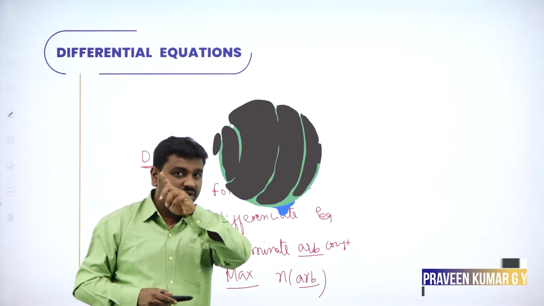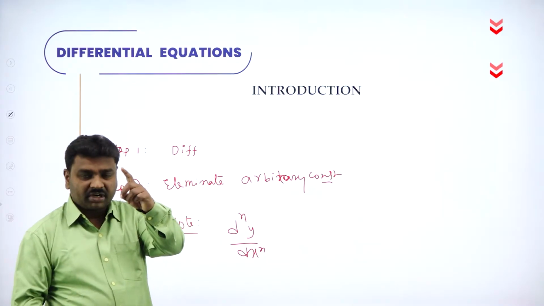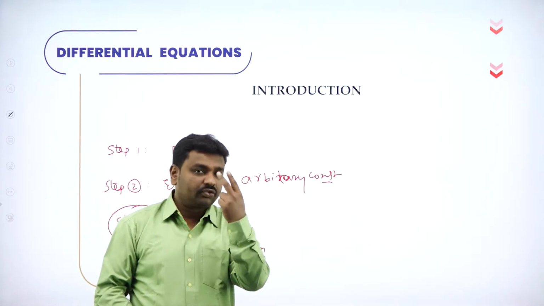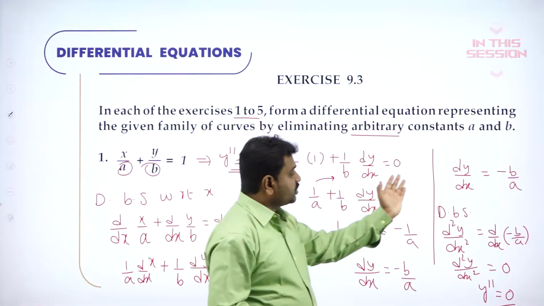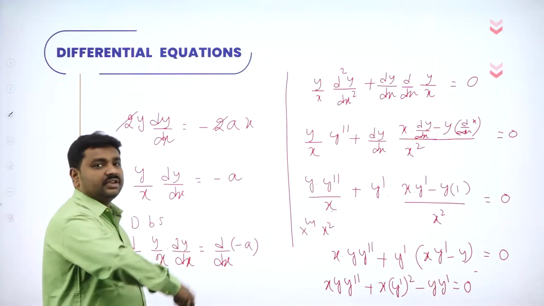But final answer should contain only the differential equation without any arbitrary constant. If you have one arbitrary constant, you can differentiate only once. If you have two, you can differentiate twice, like that. I pushed all the constants to one side, then you differentiate a second time, then the process becomes easier. So rearranging plays an important role.